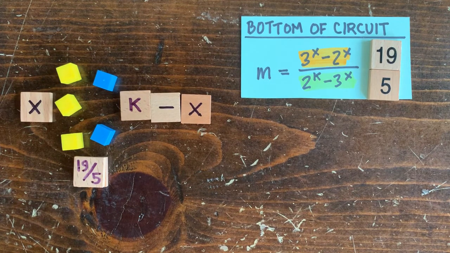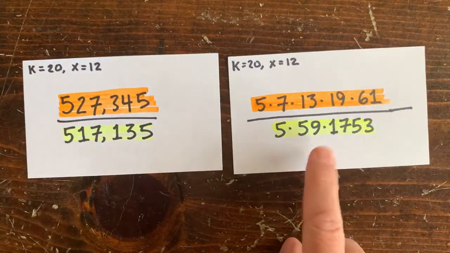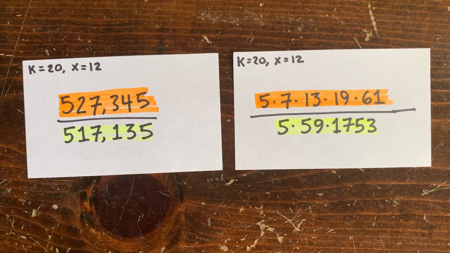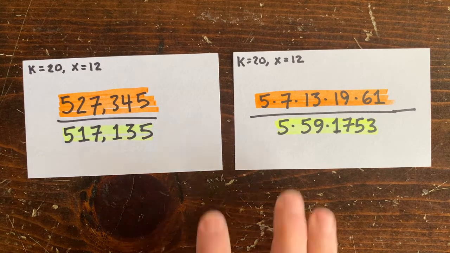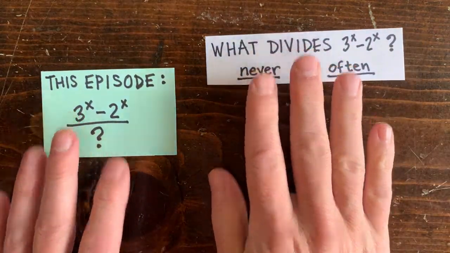We're trying to show that no matter what x and k you pick, 3^x minus 2^x will never be divisible by this denominator. And when x and k get really big, it's hard to tell if this divides evenly. That's why we're interested in how things factorize. If we know something about the factors, then maybe we can say whether there's an even division or not. In this episode, let's take a step back and look at some simpler denominators.